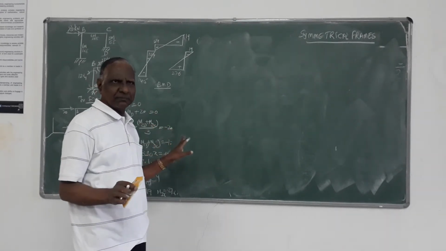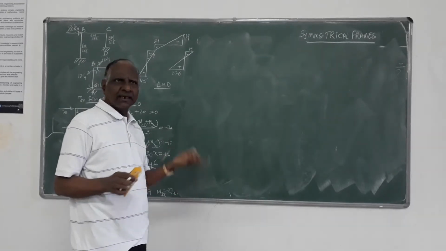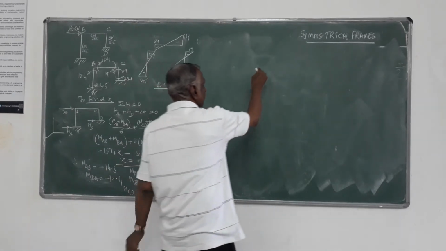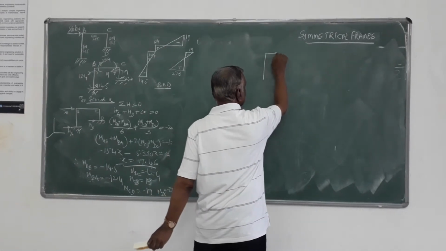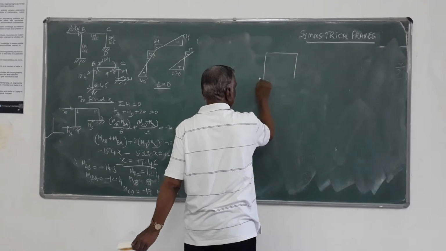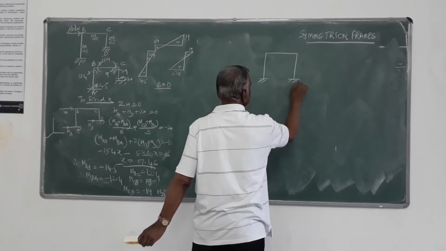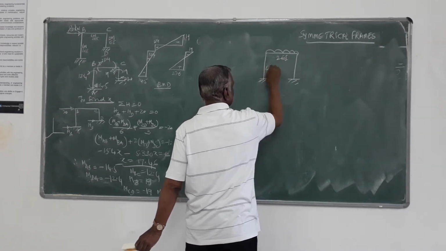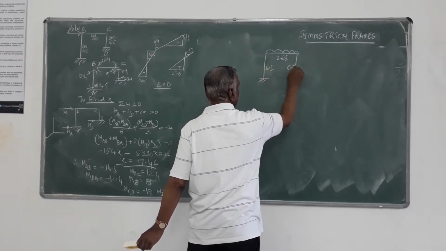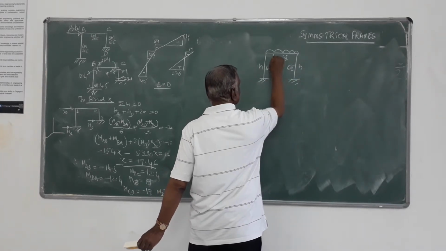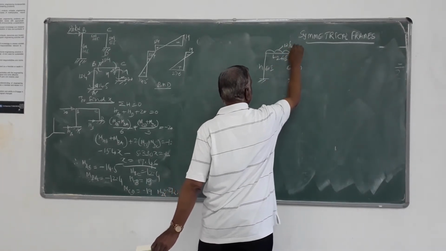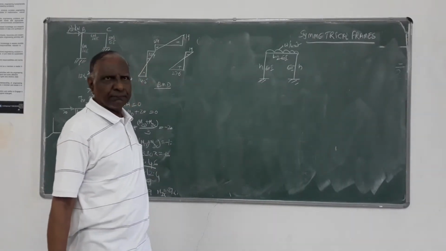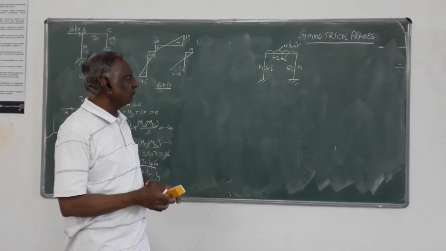All symmetrical frames are non-sway, just like beams. So symmetrical frames are also non-sway type of frames. Examples of those symmetrical frames are like this. See this particular frame: 2EI, EI, and this may be H, H, L, and this is W per unit length. So this is one type of example of a perfectly symmetrical frame.